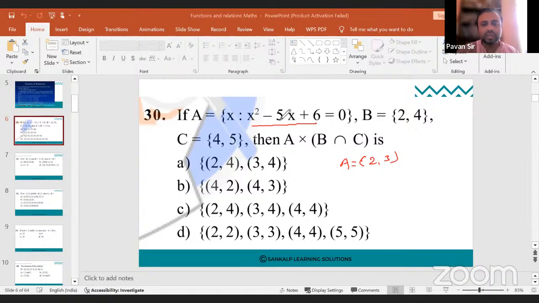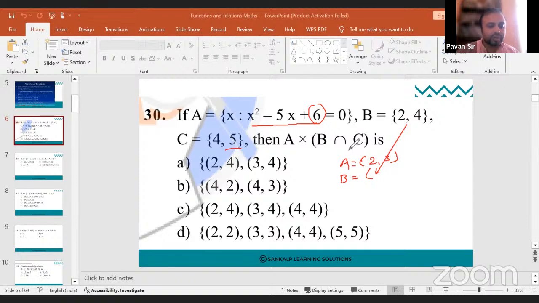When you factorize this, minus 5x is the sum and the product is 6, so the numbers are minus 3 and minus 2. Three twos are 6, and minus 3 minus 2 becomes minus 5. So minus 2 and minus 3 means x will be plus 2 and plus 3. Next, B is already given, I will not write much more on this, and C is already given here as 4 and 5.